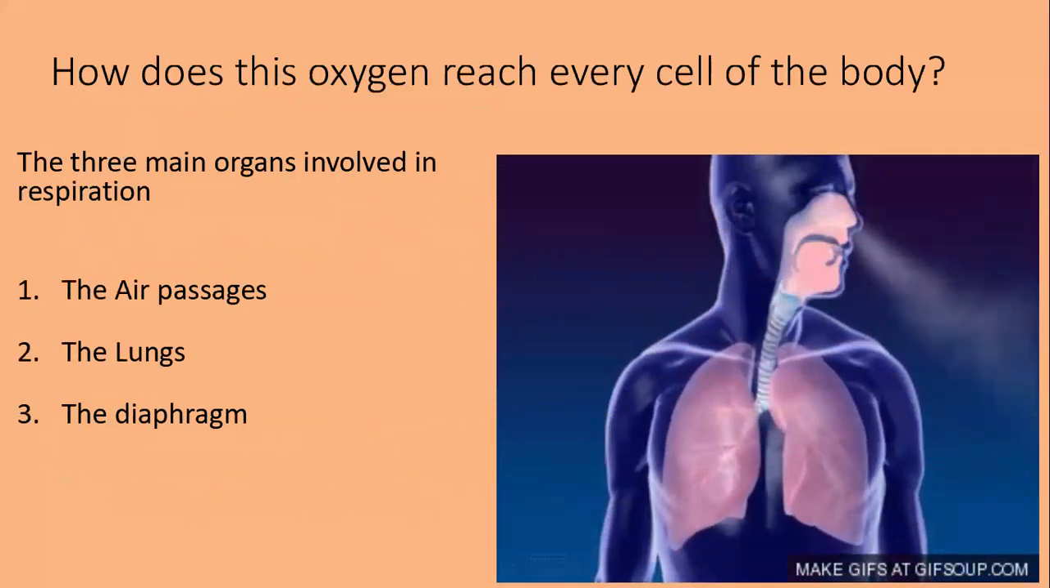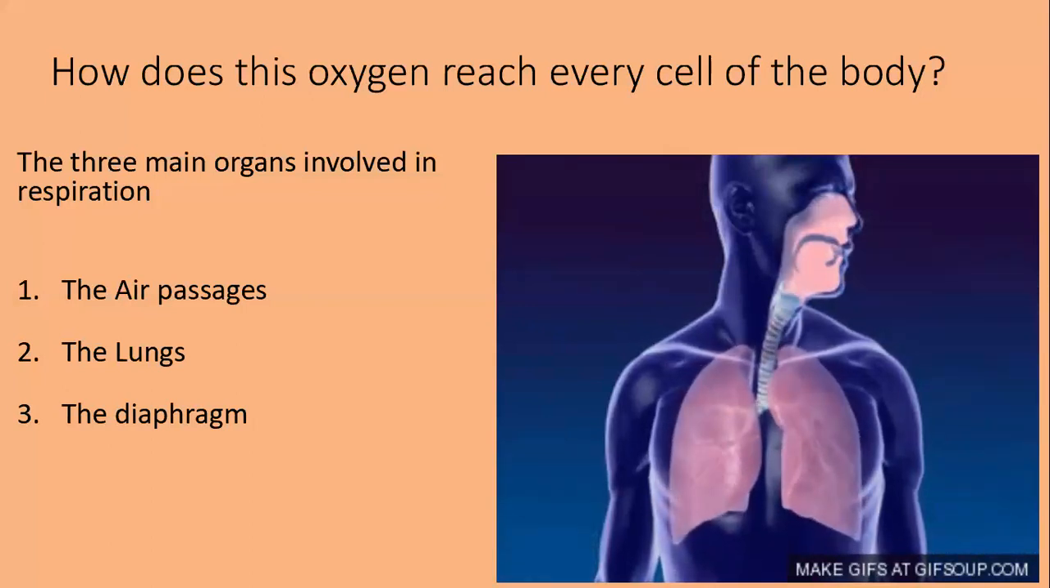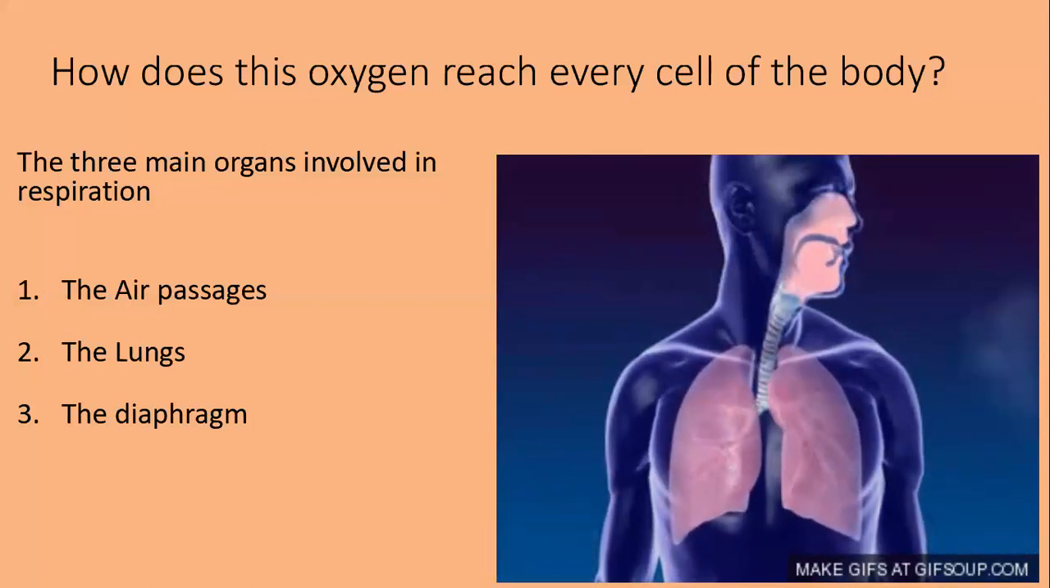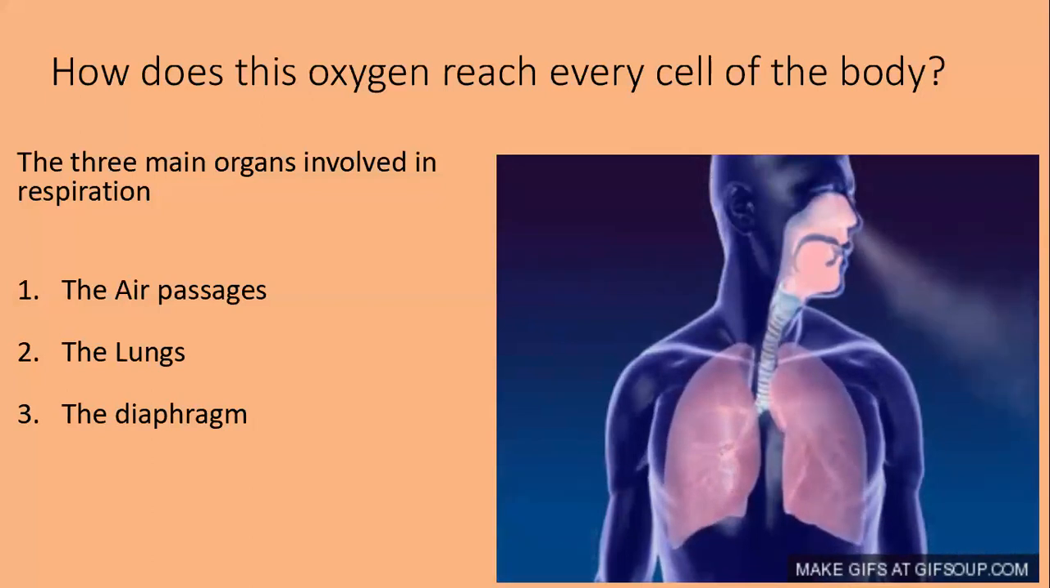How does this oxygen reach every cell of the body? The three main organs involved in respiration are the air passages, the lungs, and the diaphragm. They are involved in the respiration process.